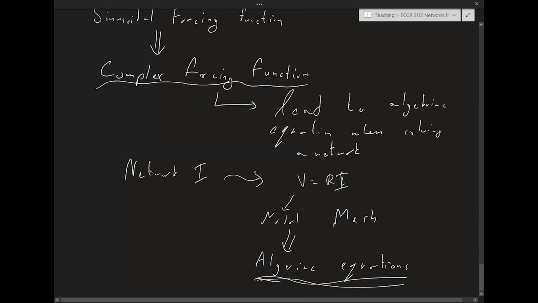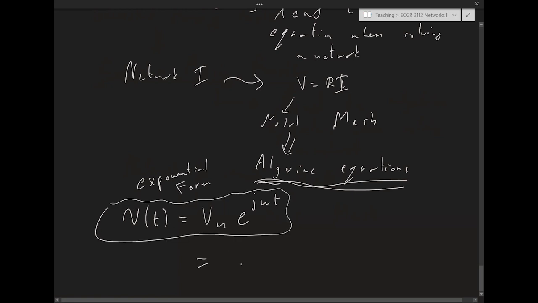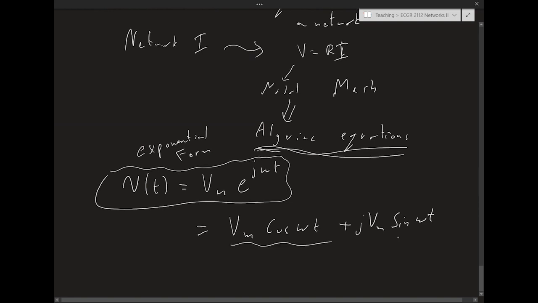So what's the complex forcing function? It's that simple. Instead of saying V of t equals some magnitude and some cosine, we say that V of t is equal to some complex function in the exponential form. It's something like this: Vm e^(j omega t). And using Euler's formula, this is equivalent to Vm cosine omega t plus j Vm sine omega t. It's a function whose real part is a sinusoid and whose imaginary part is a sinusoid, right?